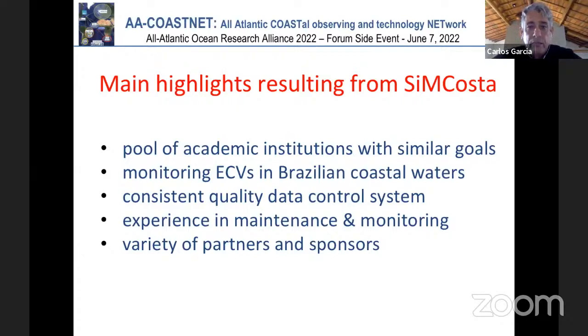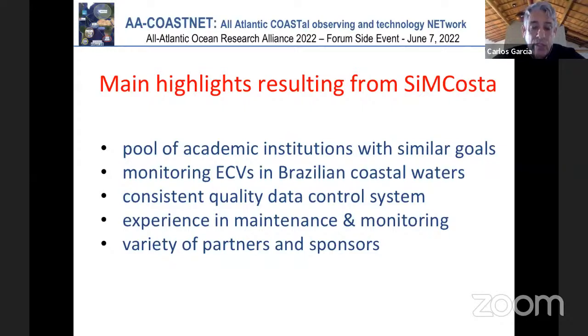The main highlights and results from Sincosta so far: it is a pool of academic institutions with similar goals. We have several institutions along the Brazilian coast working together with the same objective. We're trying to monitor essential climate variables in Brazilian coastal water with high frequency and a very high quality data control system. We have 10 years of experience in maintenance and monitoring.